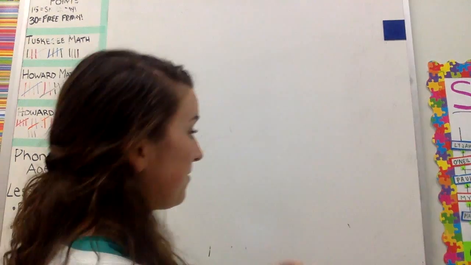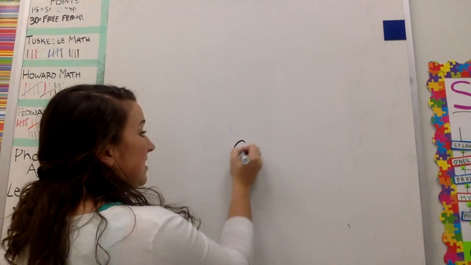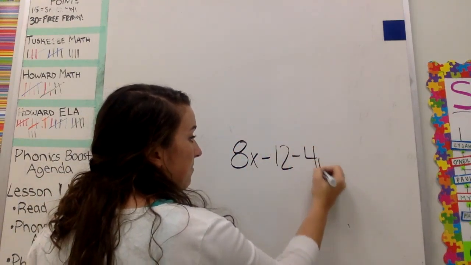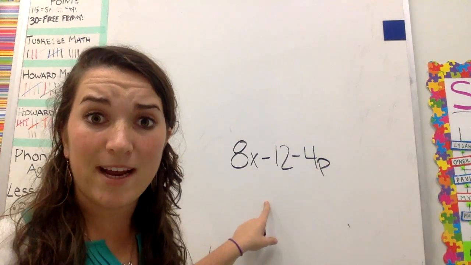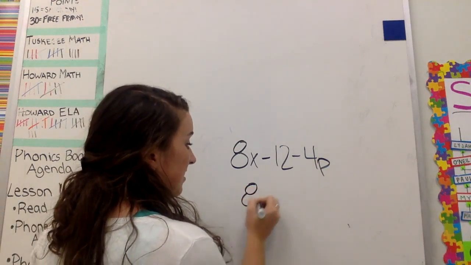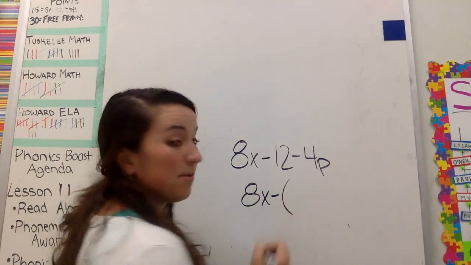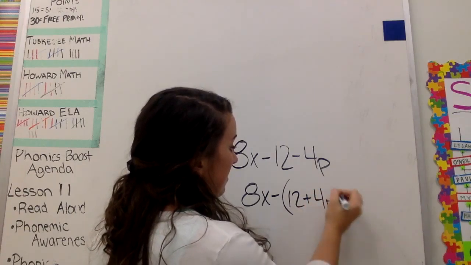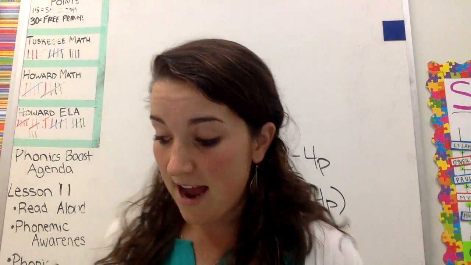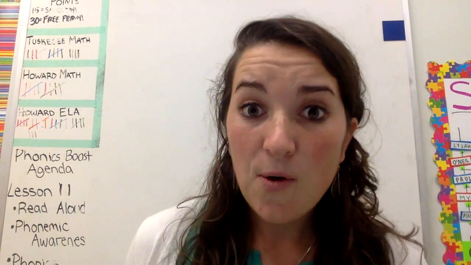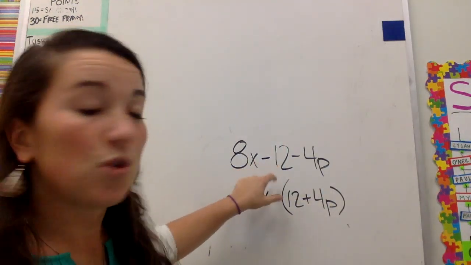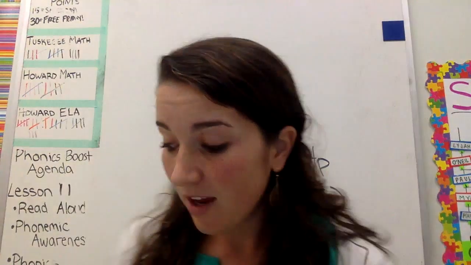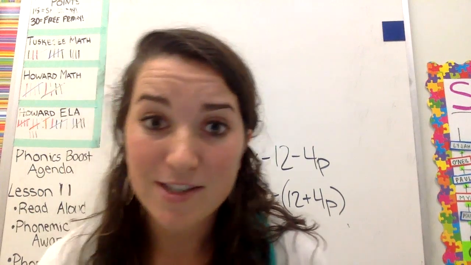So remember our expression from yesterday was 8x minus 12 minus 4p. This can also be written as 8x minus, and then parentheses, 12 plus 4p. We're going to be talking about this right now. So your question from yesterday was, what does this 12 represent and what does this 4p represent? I'm going to read some exemplar rage responses from yesterday.